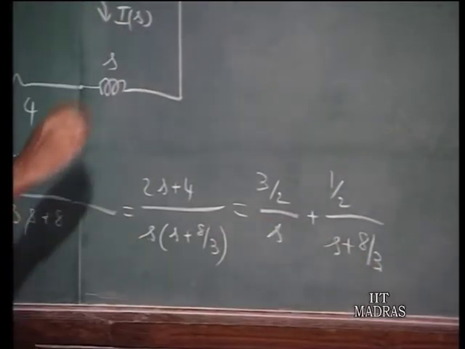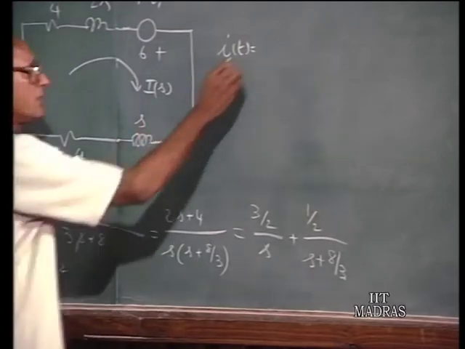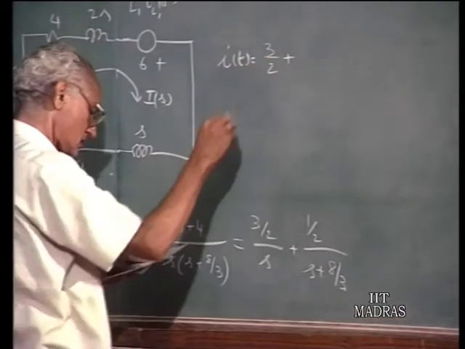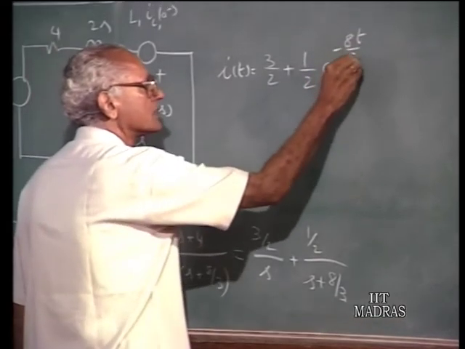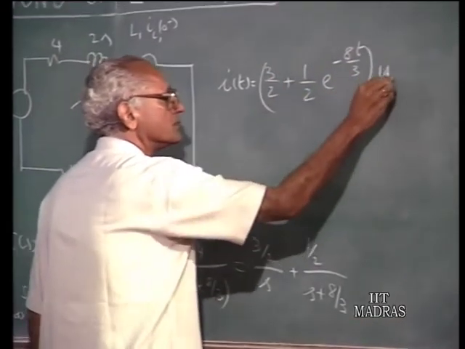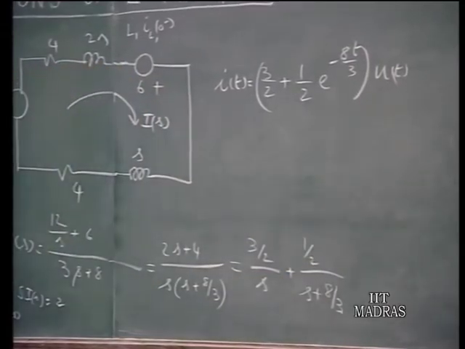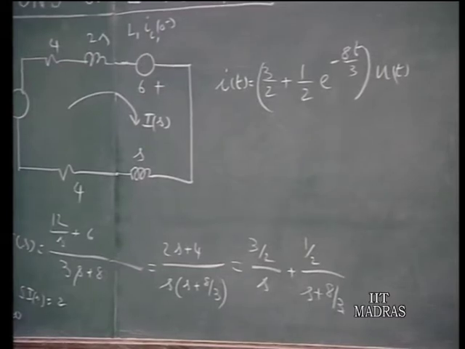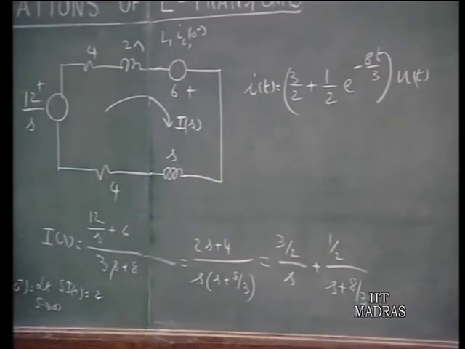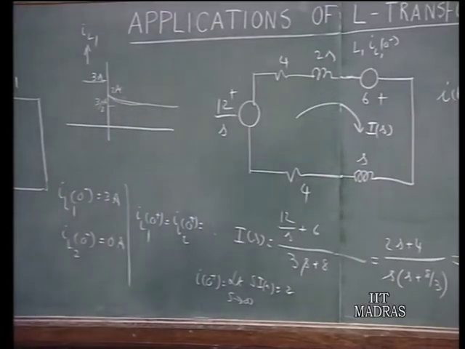So, you get I of t in the loop as 3 by 2 plus half of e to the power of minus 8t upon 3 times u of t. So, that current was originally 3 amperes in IL1, jumped to 2 amperes, and then finally it decays to 3 by 2 amperes.